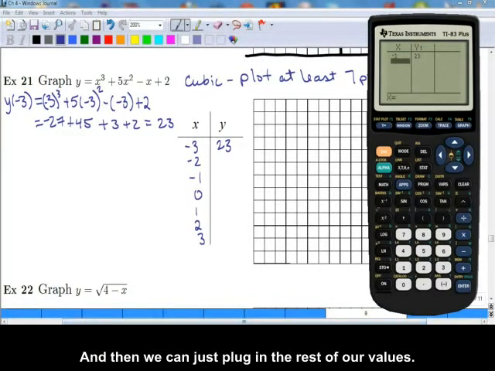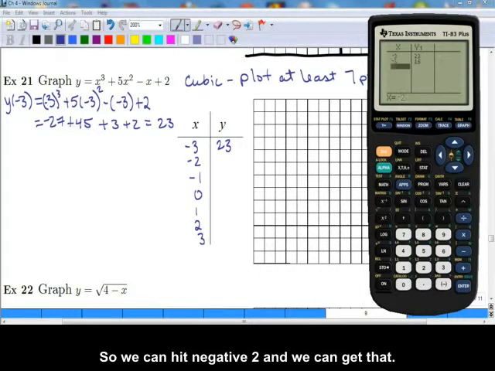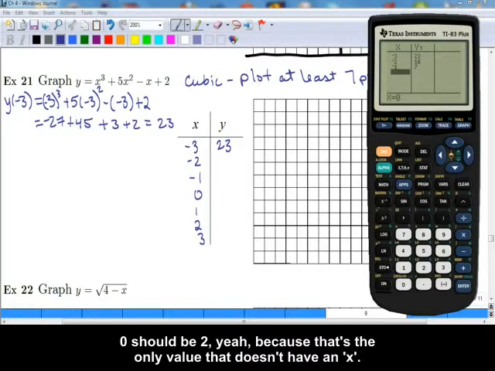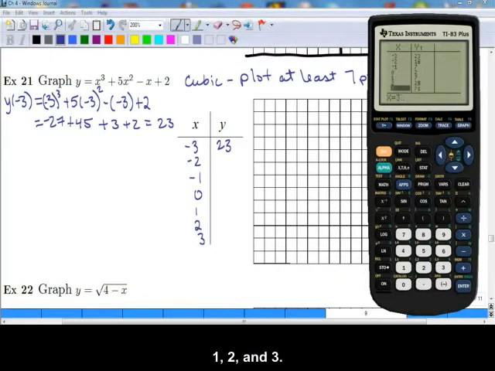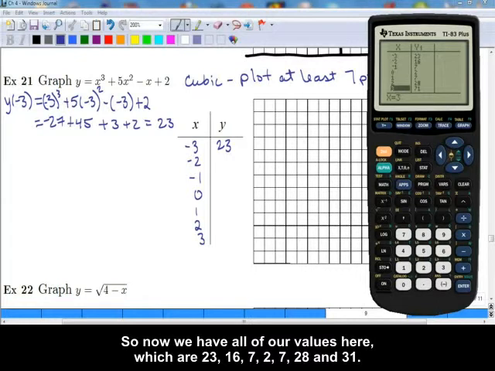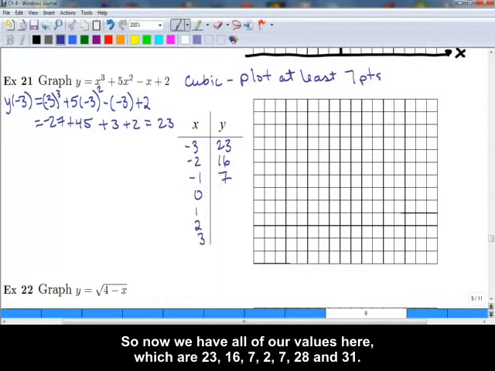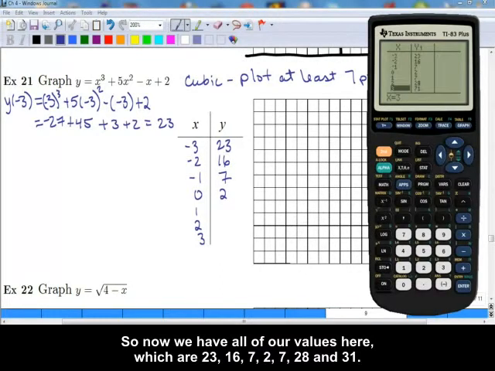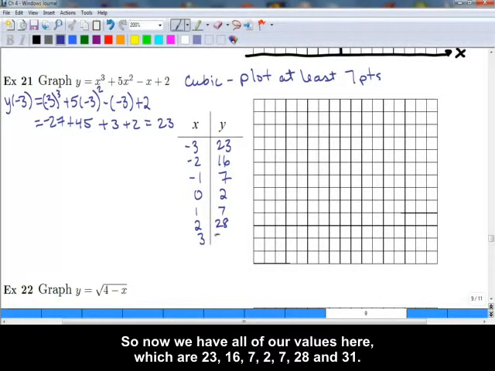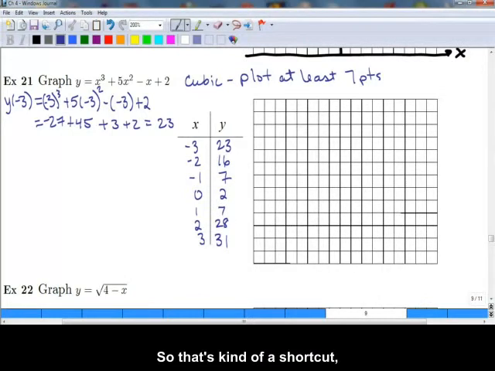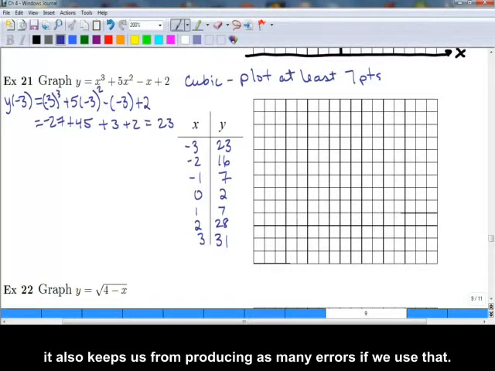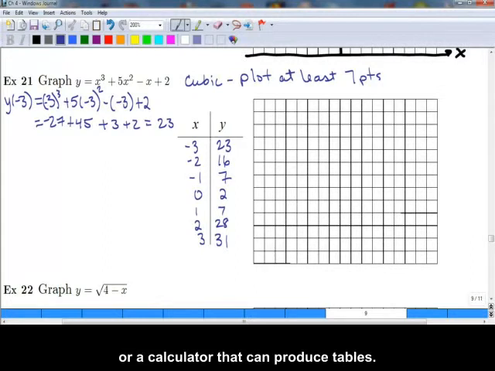And then we can just plug in the rest of our values. So we can hit -2, and we can get that it is 16, -1 is 7, 0 should be 2, yeah, because that's the only value that doesn't have an x. 1, 2, and 3. So now we have all of our values here, which are 23, 16, 7, 2, 7, 28, and 31. So that's kind of a shortcut. It also keeps us from producing as many errors if we use that. And again, it only works if you've got a graphing calculator or a calculator that can produce tables.